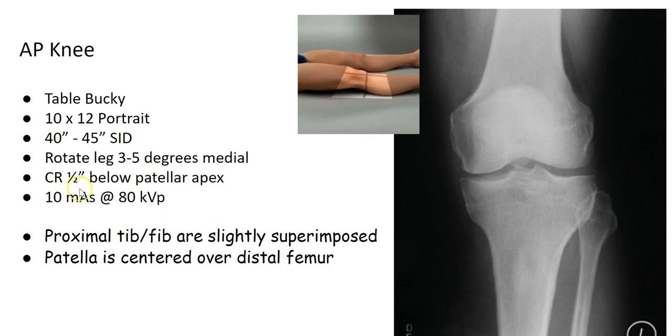Remember, we're centering about a half inch below the patellar apex. So find the apex, put your finger there. That's the knee joint. And we're using about 10 at 80. And again, that's going to vary depending on the size of the leg that you are imaging.